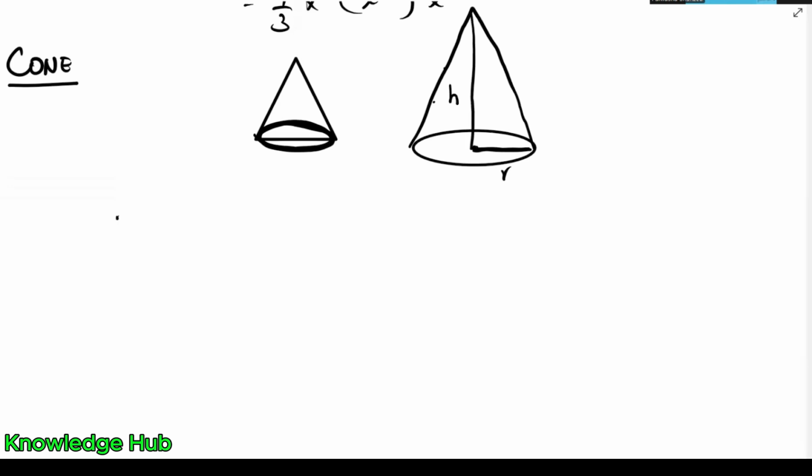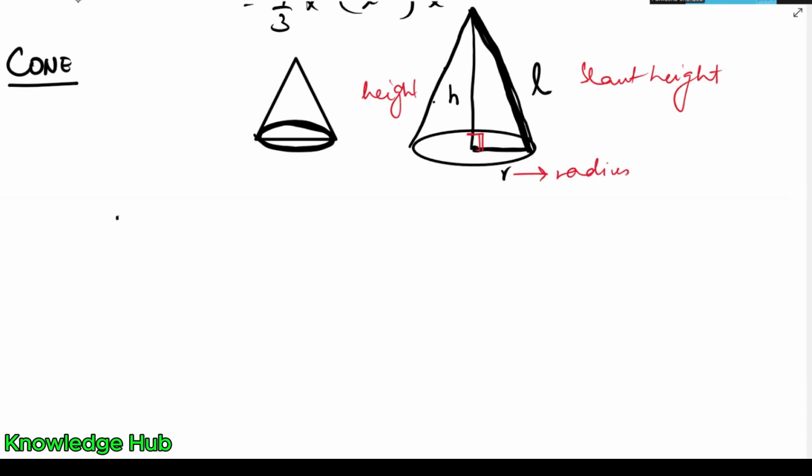This is the height of the cone. And this slant is the slant height, which is represented with L. This is the normal height, and this height is always perpendicular to the base. And this is the radius of the cone.